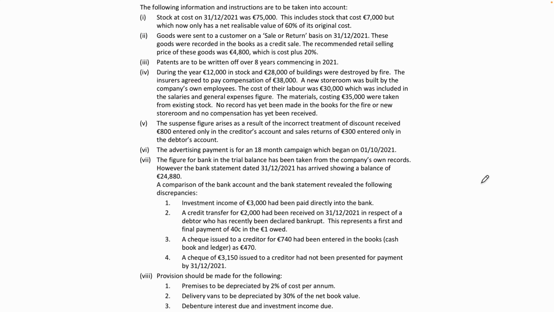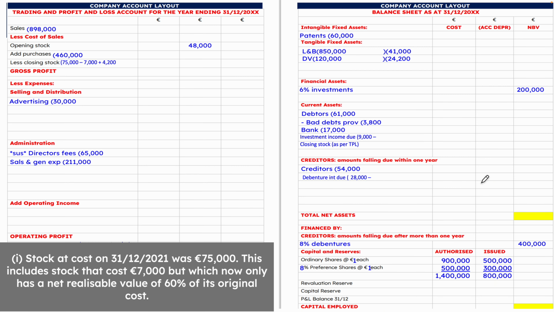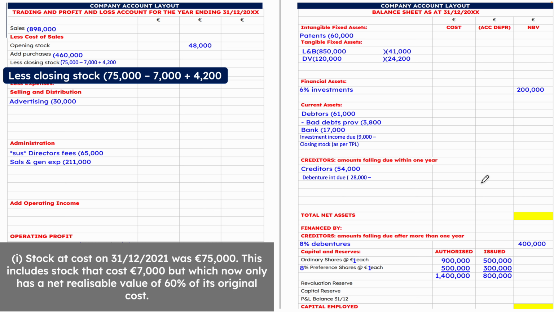So this year the adjustment looked all right. There was 8 adjustments. Adjustment number 1, stock at cost on 31st the 12th 2021 was 75,000 euro. This includes stock that cost 7,000 but which now has a net realisable value of 60% of its original cost. Okay, so nice and easy one to get us started here. 75,000 minus 7,000 and plus 4,200, and 4,200 is 60% of 7,000. Okay, so if you multiply 7,000 by 60%, you get the 4,200. So minus 7,000 plus 4,200.